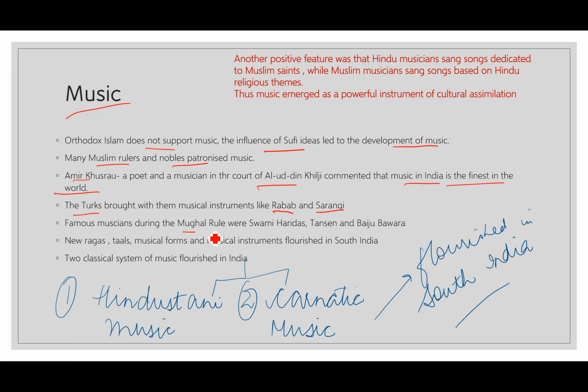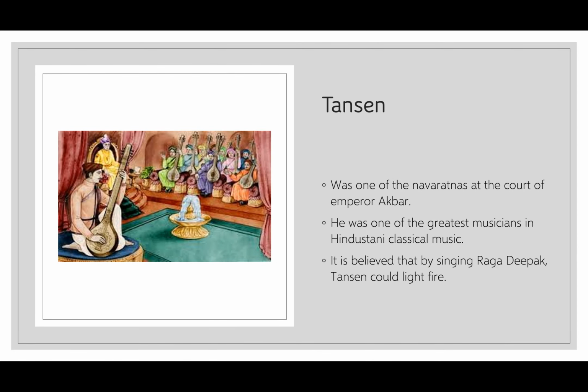Now during the time of the Mughal rule, the famous musicians were Swami Haridas, Tansen and Baiju Bawara. Right? Then you also have the new ragas, tals, musical forms and musical instruments which flourished in South India, and there were two types of music which flourished. One was called Hindustani music, the other was called Carnatic music, and Carnatic music mostly flourished in South India.